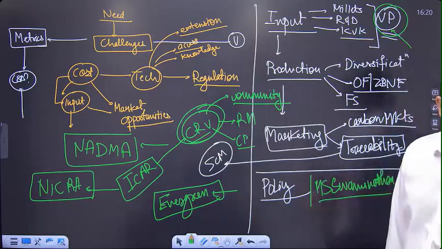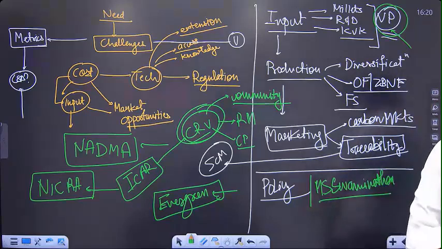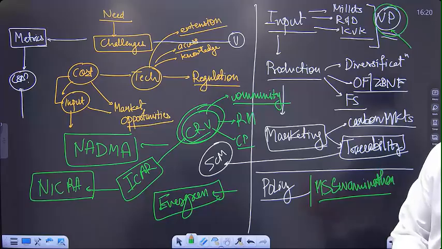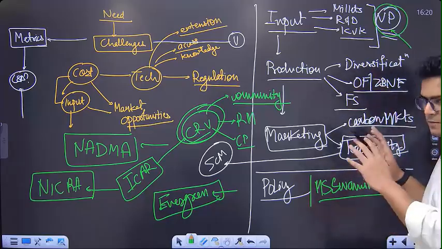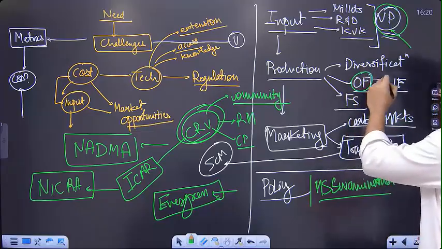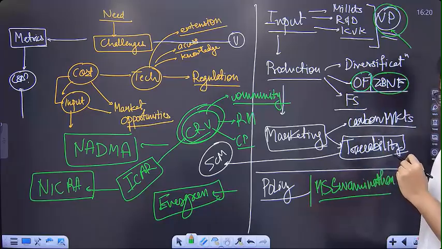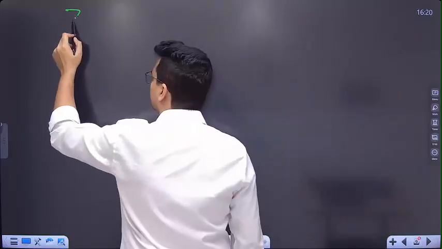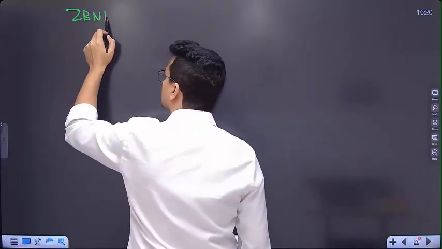All right. Now, here in the production stage, two important terms we have seen: organic farming and zero budget natural farming. So let us now read about these two. Firstly, we will read about zero budget natural farming.